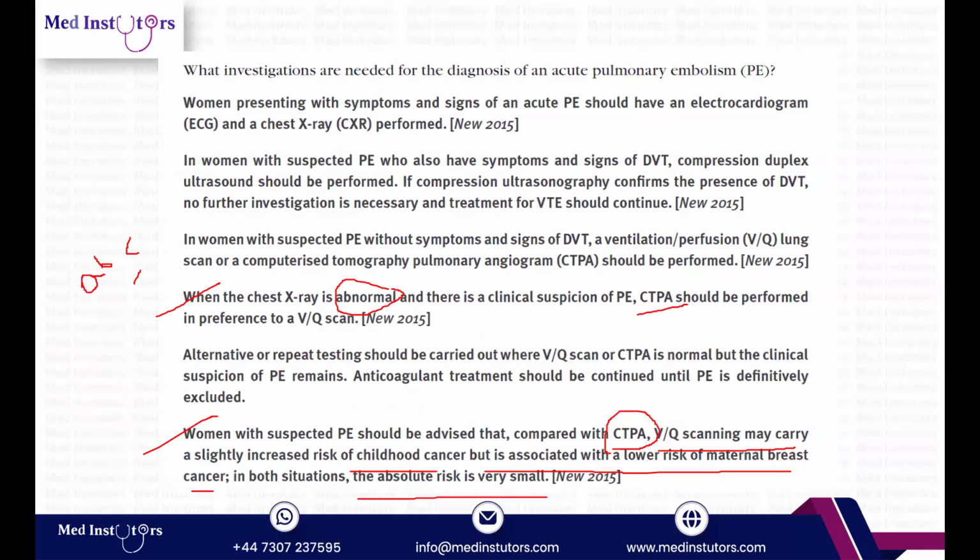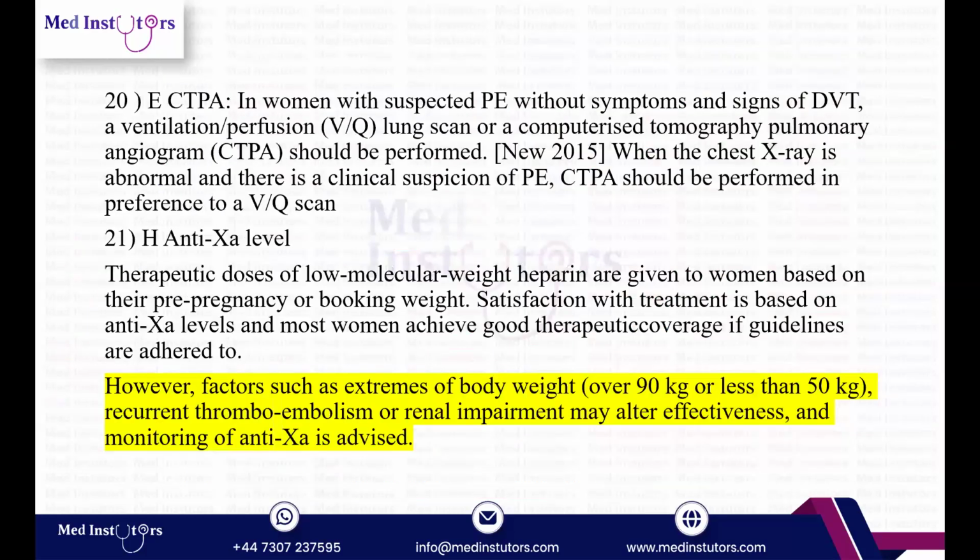Okay. And for the next question, when do we do a factor 10A level, anti-10A level? These are the scenarios when the body weight is more than 90 kg or less than 50 kg, recurrent thromboembolism or a renal impairment may alter the effectiveness, and that is why we do factor 10A, anti-10A levels. Correct? Most of you have answered this well.